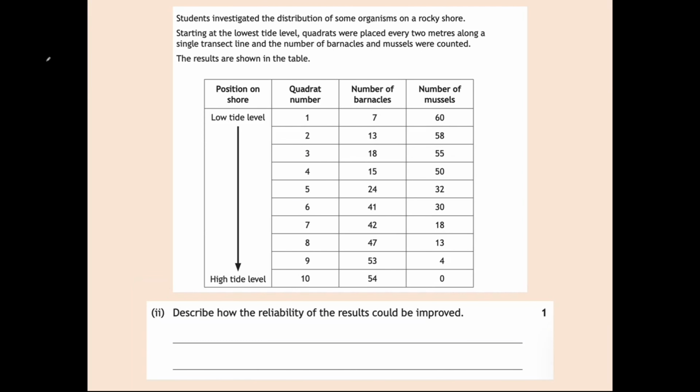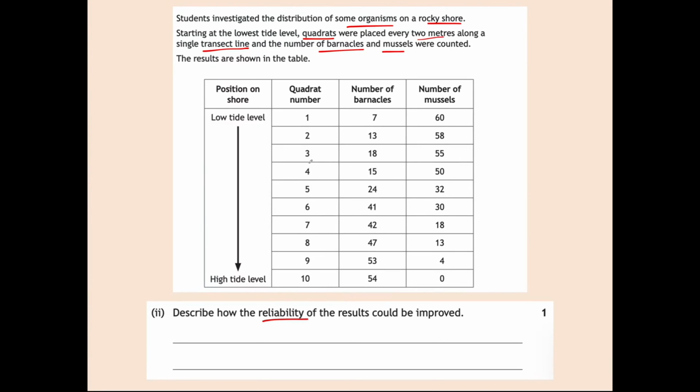Then we've got some students investigating the distribution of some organisms on a rocky shore. Starting at the lowest tide level, there were quadrats placed every 2 metres along a single transect line, and the number of barnacles and mussels were counted. So we've got 10 quadrats there on the table, and they've counted the number of barnacles and mussels at each quadrat as they've gone from the low to the high tide level. Our question asks us, describe how the reliability of the results could be improved.